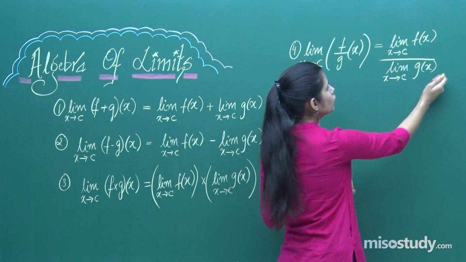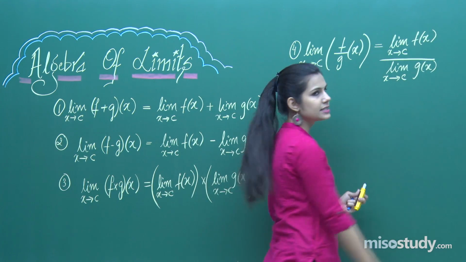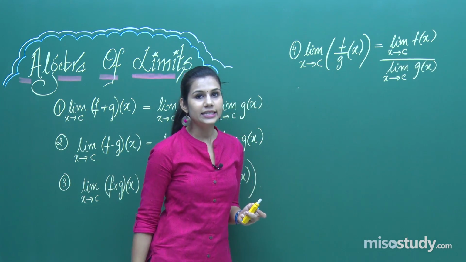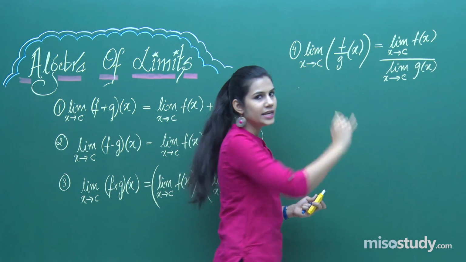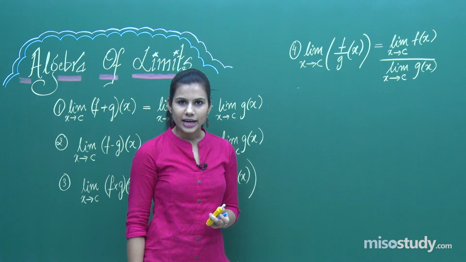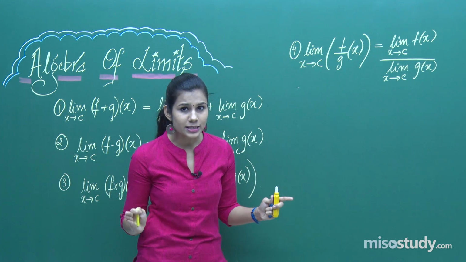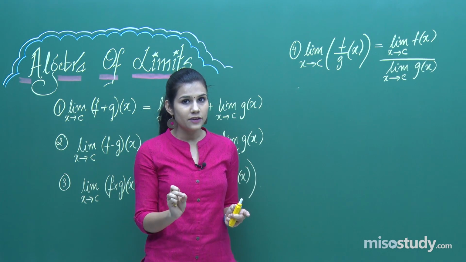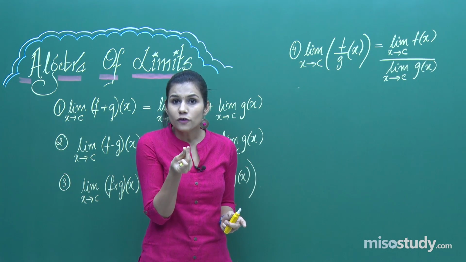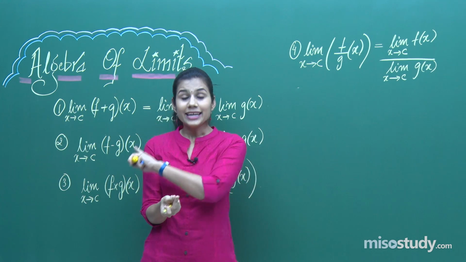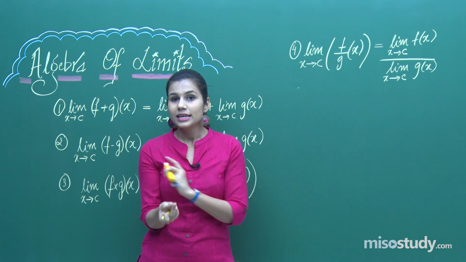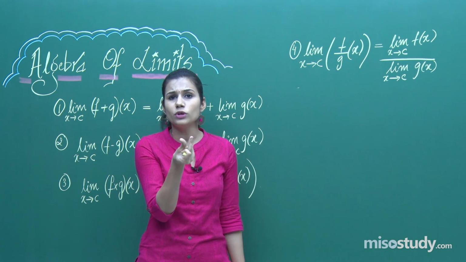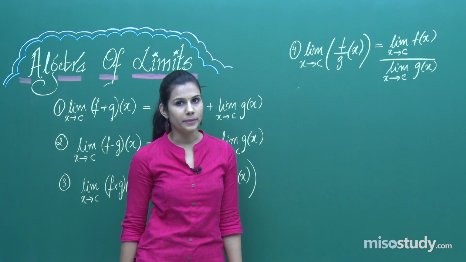Provided this limit is non-zero, this complete limit is a real number, and provided g(x) is not an identically zero function, f by g is a well-defined quotient function, right? Again, the thing that I want to stress upon is that in order to determine the limiting behavior of the algebraic combination of two functions, it is evident to us that we should be aware about the limiting behavior of the two individual functions involved in that algebraic combination.